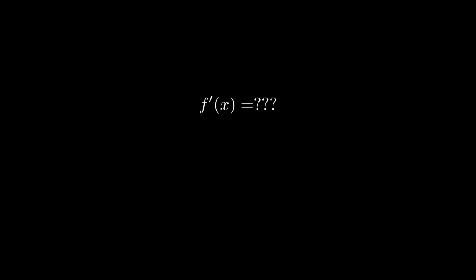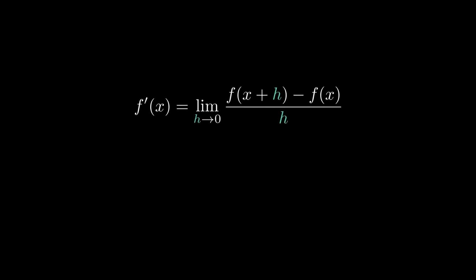So as a refresher, if we wanted to find the derivative of a function, one of the ways that we can calculate the derivative is using the definition, which states that f prime of x is equal to the limit as h approaches 0 of f of x plus h minus f of x all over h. So today we're going to be going over how to calculate the derivative of this function, which is f of x equal to x cubed minus 3x plus 5.